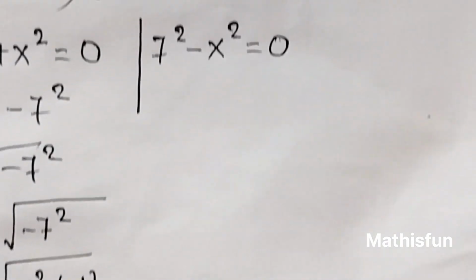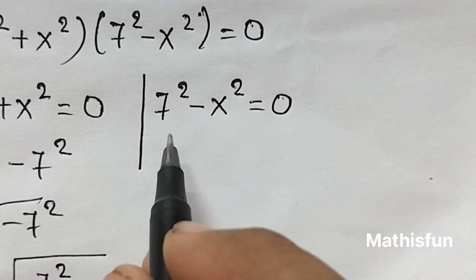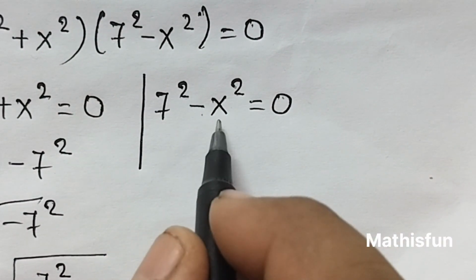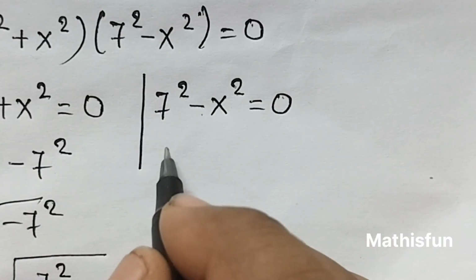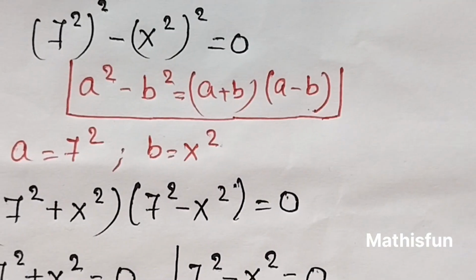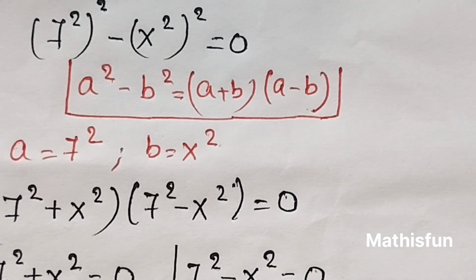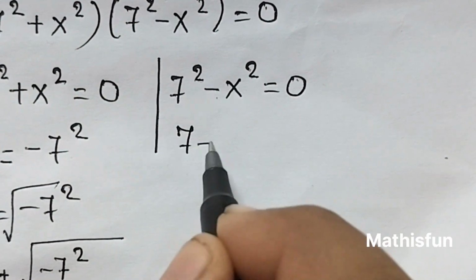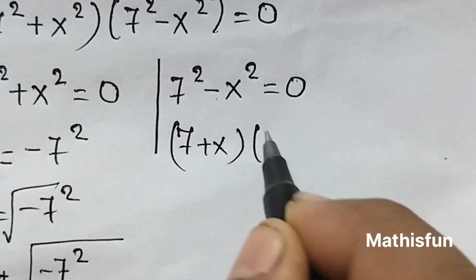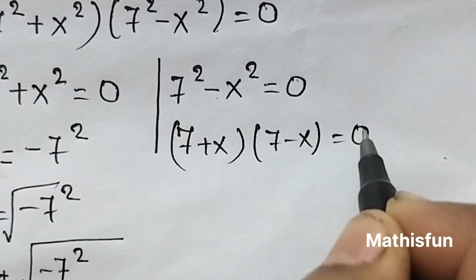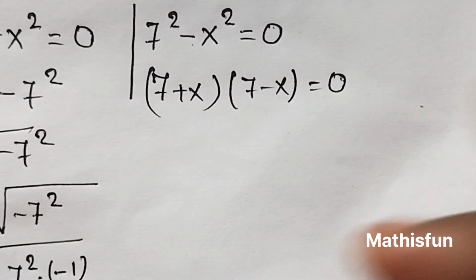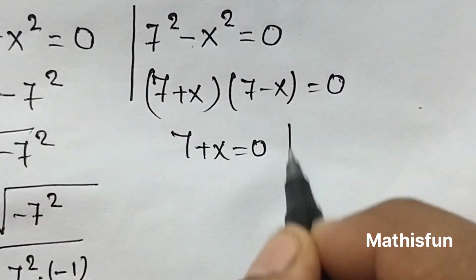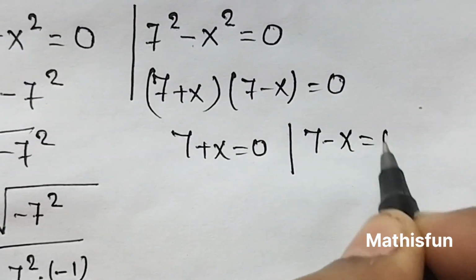Now we'll solve the other one, which is 7 square minus x square. Now this is also in the form of difference of two squares. Now this will become (7 plus x)(7 minus x) is equal to 0. Now again we have two values, 7 plus x equals to 0 and 7 minus x equals to 0.